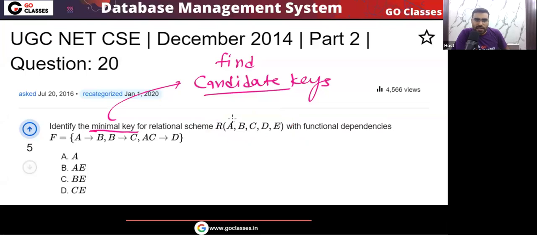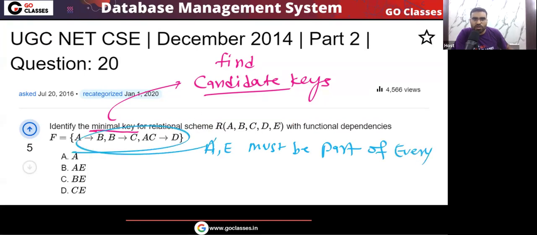You can easily see that A does not appear on the RHS. E does not appear on the RHS. Yes or no? A comma E, they do not appear on the RHS. That simply means they must be part of every candidate key, because they do not appear on the RHS of any non-trivial FD. A comma E. Yes or no?